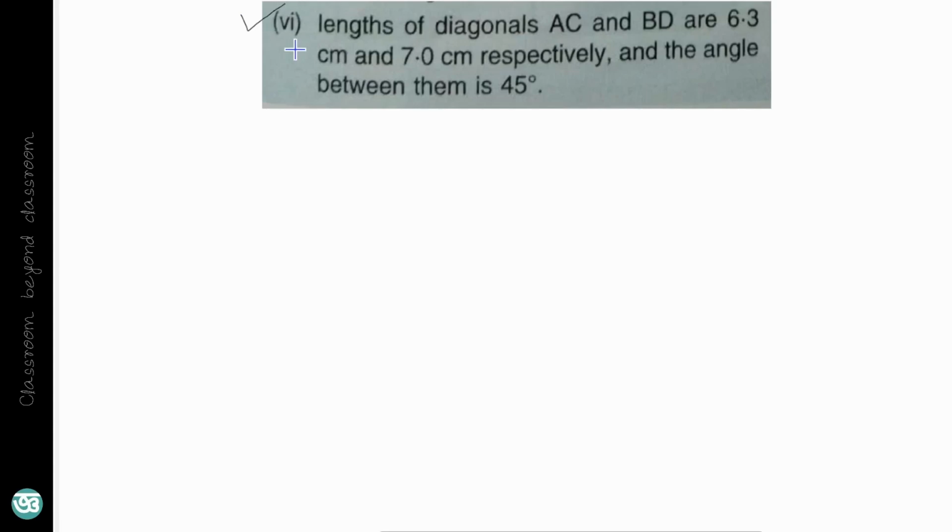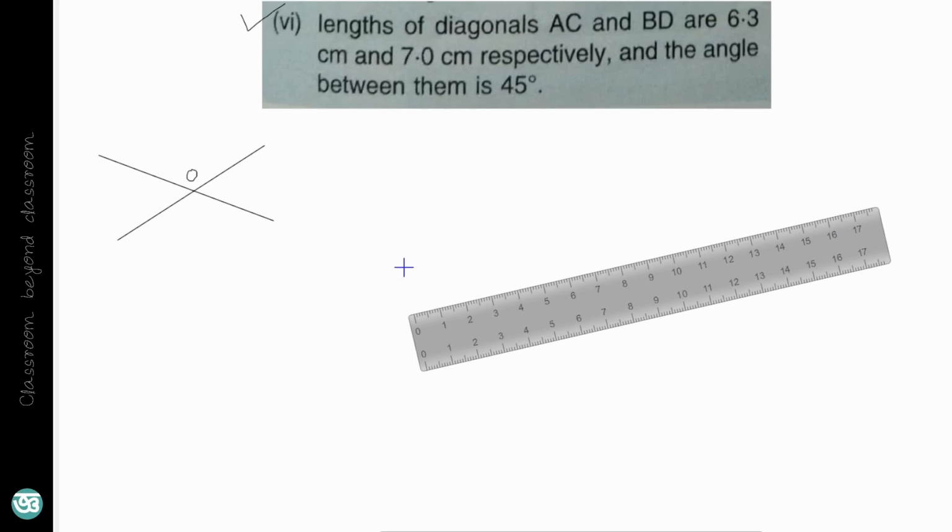Last question. Length of diagonals AC and BD are 6.3 and 7 centimeter respectively, and the angle between them is 45 degrees. So we have to draw two diagonals first, and for that we have to locate the midpoint of one of the diagonals first. So now let us start. This is same as question number 5. Let us draw the diagonal AC first.